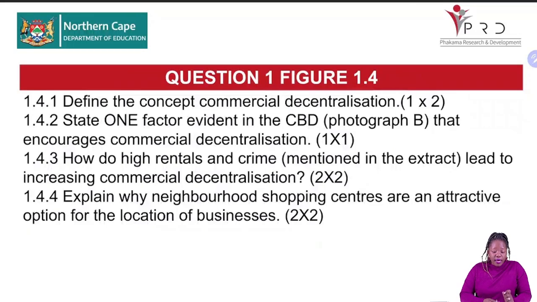Then number 3, how do high rentals and crime mentioned in the extract lead to the increasing commercial decentralization? 2 times 2, which means you need 2 responses. Then number 4, you explain why neighborhood shopping centers are an attractive option for the location of businesses. So again, you can get a clue in the extract in these answers. Another 2 times 2, which means you need to give another 2 responses.